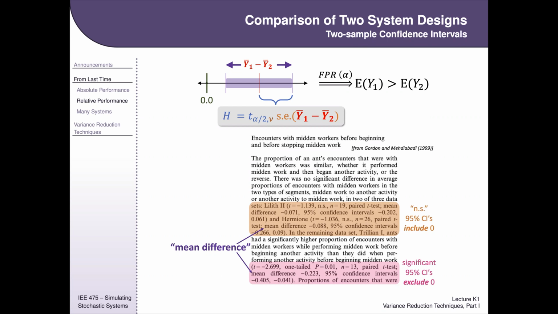But in a different experiment that they ran down here, testing something else, they ran another paired t-test, and they reported their t-value, the test that they used, the number of samples, and they said our mean difference here was minus 0.2, but they gave the confidence intervals go from minus 0.4 to minus 0.04.